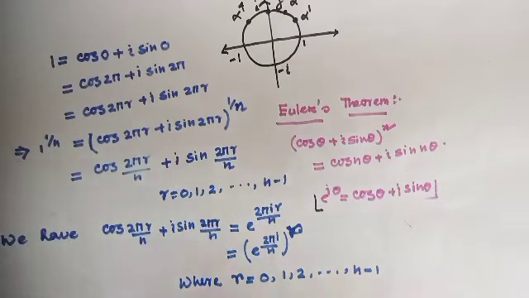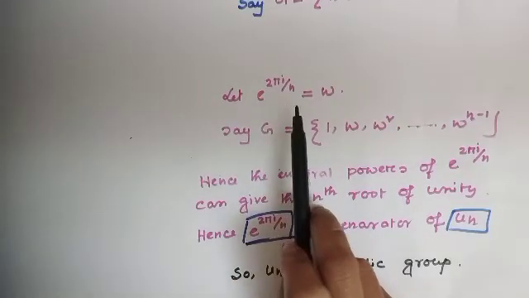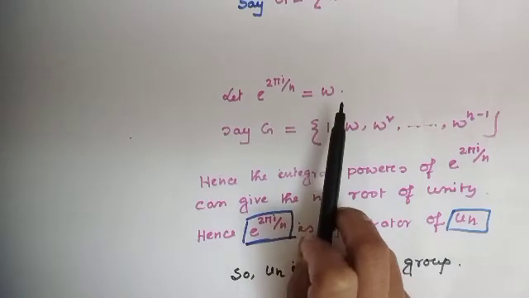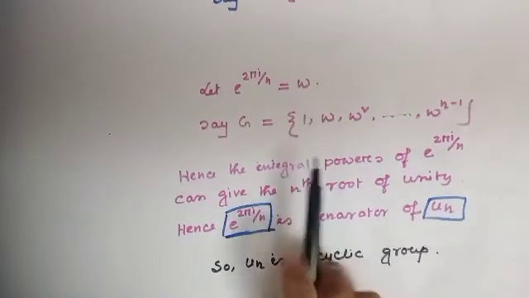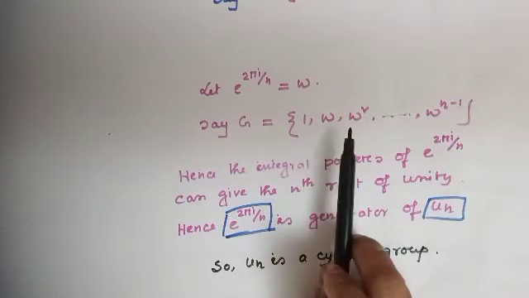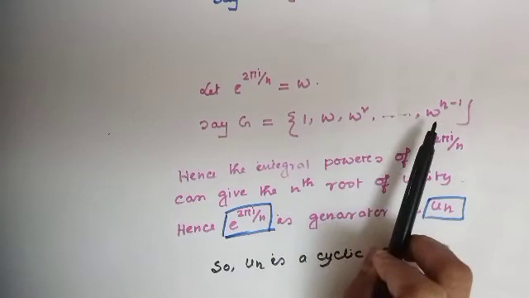Well, let's consider e to the power 2 pi i over n equal to omega. Then the group contains the elements 1, omega, omega square, up to omega to the power n minus 1.